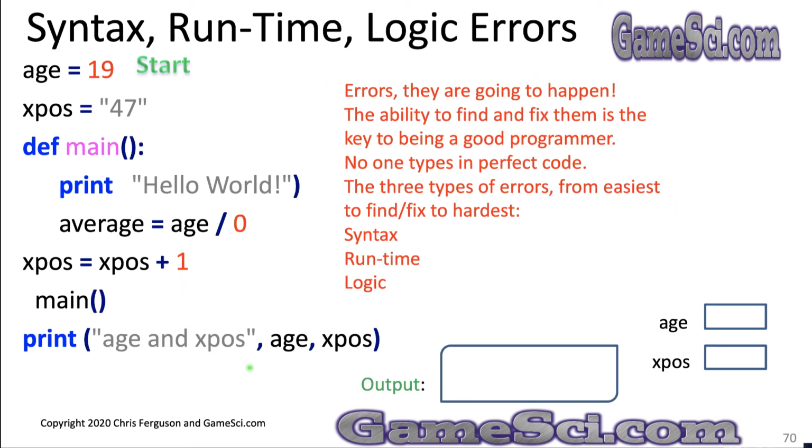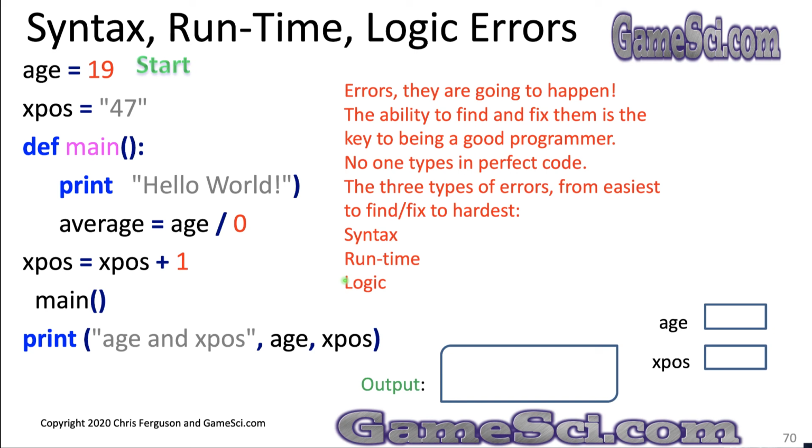One more slide to wrap this up. Syntax, runtime, and logic errors. Errors. They are going to happen. The ability to find and fix them is the key to being a good programmer. No one types in perfect code. The three types of errors we'll look at here, from easiest to find and fix to the hardest, are syntax errors, runtime errors, and logic errors. Let's take a quick look.